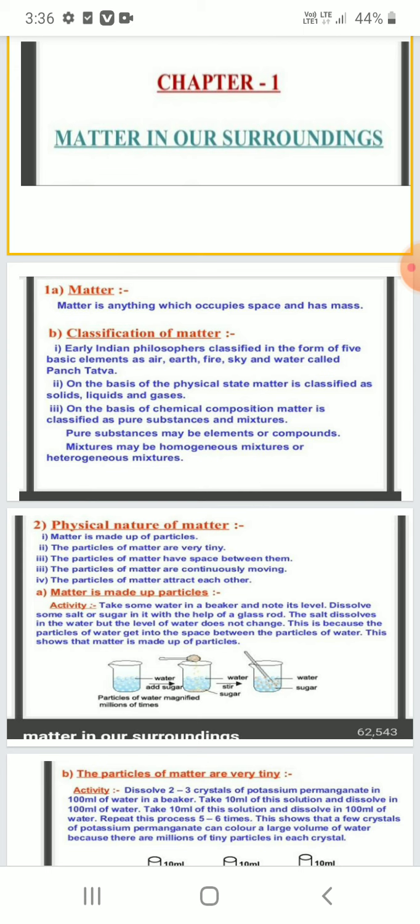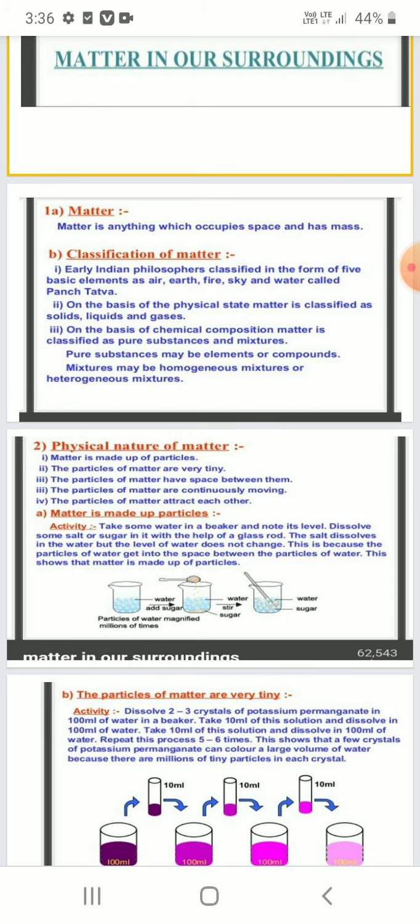Pure substances may be elements or compounds. Mixtures may be homogeneous mixtures or heterogeneous mixtures. There are two types: one is homogeneous, and the second one is heterogeneous mixtures. We'll discuss that in a later class.